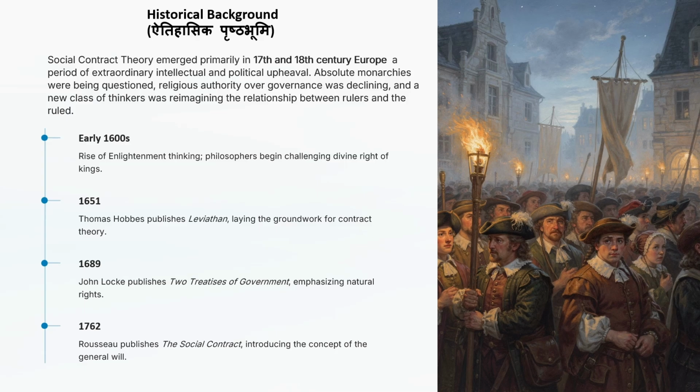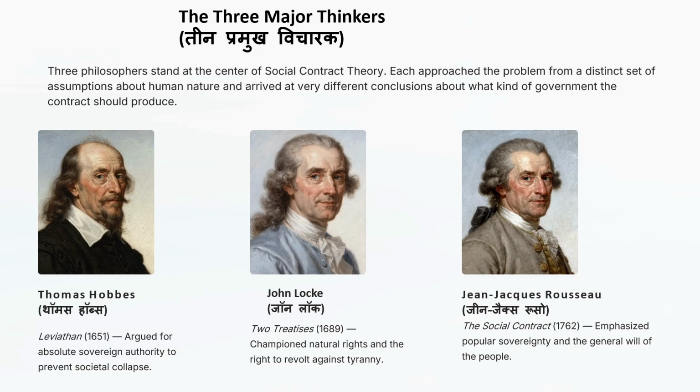Then there are three political philosophers connected with social contract theory. First is Thomas Hobbes, second is John Locke, and third is Rousseau. In his book, each gave a detailed view of the social contract. Thomas Hobbes argued for a strong sovereign. John Locke, in his Two Treatises of Civil Government, championed natural rights and the right to revolt against tyranny. And third is Rousseau. In his book The Social Contract, he emphasized the concept of popular sovereignty and the general will of the people.